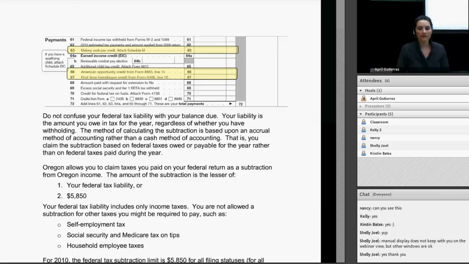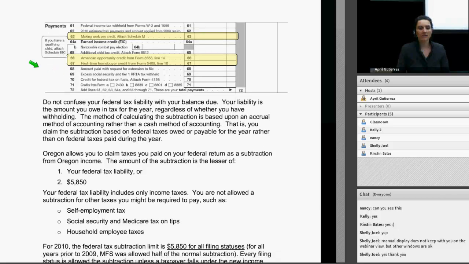And of course, on the next page of our manual, I've circled or highlighted the items that will reduce your federal tax liability subtraction for Oregon. And they include the Making Work Pay credit, the American Opportunity credit, and the first-time homebuyer credits. Do not confuse your federal tax liability with your balance due. Your liability is the amount you owe in tax for the year, regardless of whether you have withholding.